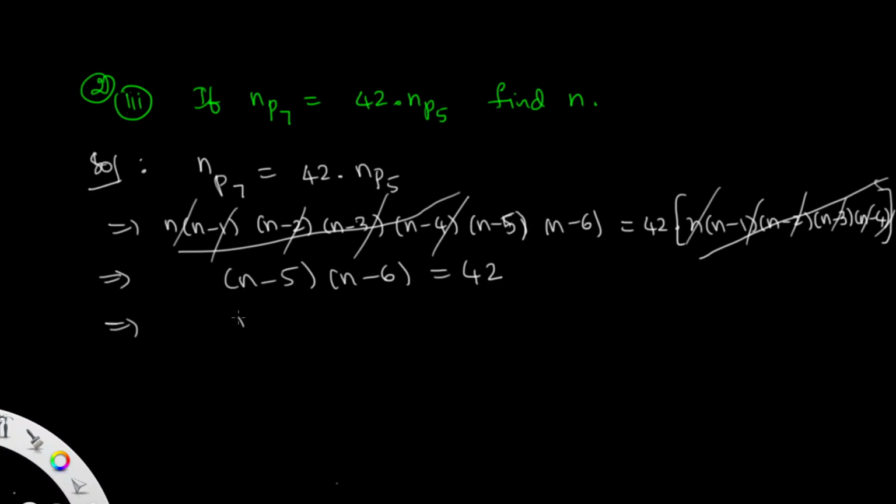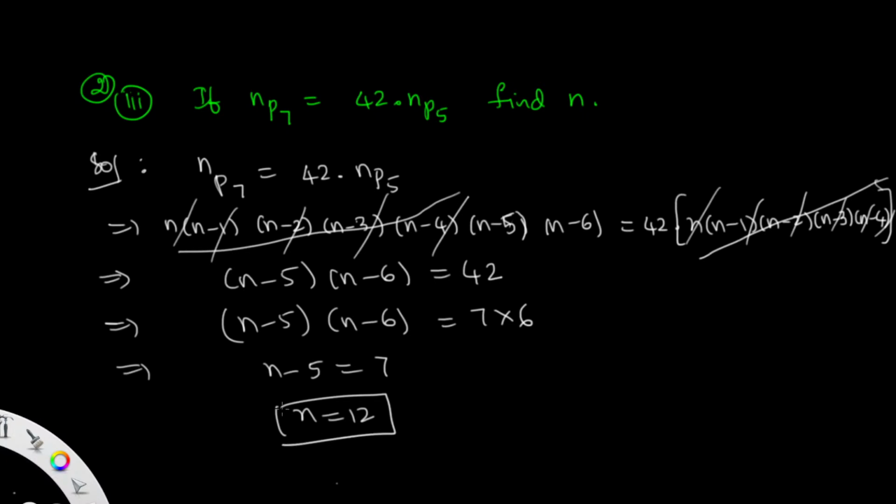How will you simplify 42? 42 is nothing but a product of 2 terms, that is 7 into 6. Now comparing on both sides, you get n minus 5 equal to 7 or n minus 6 equal to 6. Both are the same, so you get n equal to 12. That's all. This question is repeated many times.